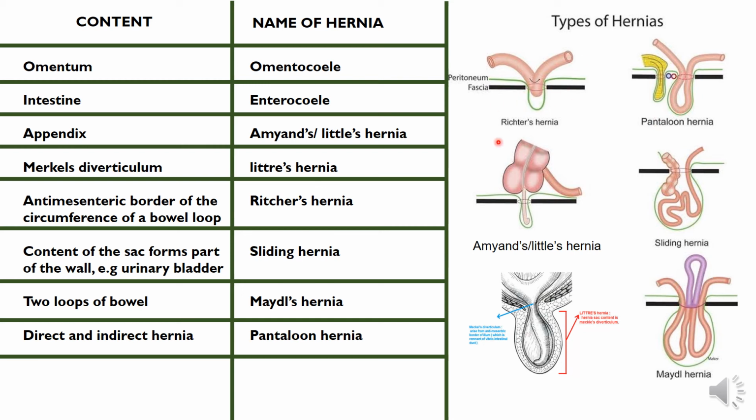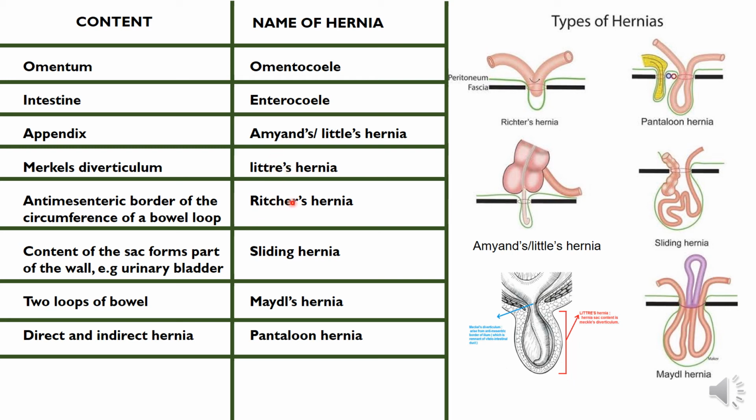So basically these are the common contents of a hernia sac, and the names of these hernias. We said omentocele is when you have an omentum present within the hernia sac. Enterocele is when you have the intestine present. Amyand's hernia, A for Amyand, A for appendix, is when you have the appendix present within the hernia sac. Then you have Littre's hernia. What is the other little structure present within the abdominal cavity that looks like the appendix? It's the Meckel's diverticulum. So you can use that to remember.